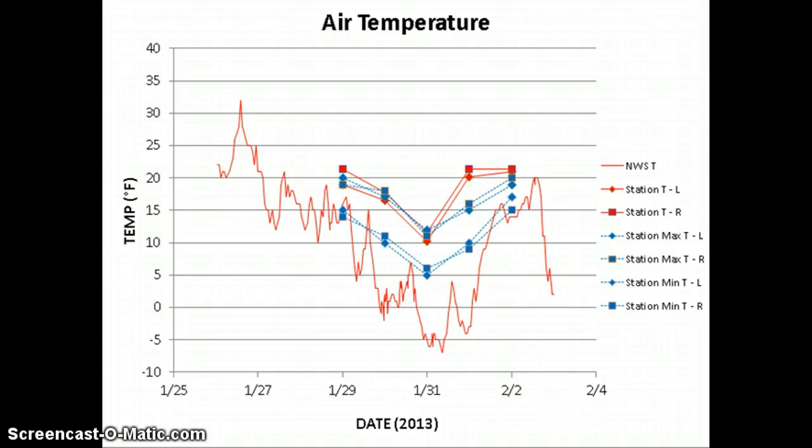On February 2nd, I recorded a max temperature of 20 degrees, a low temperature of 15 degrees, and an average temperature of 17.5. This temperature recording was taken at 1 p.m. There was no precipitation and it was partly cloudy with no wind.